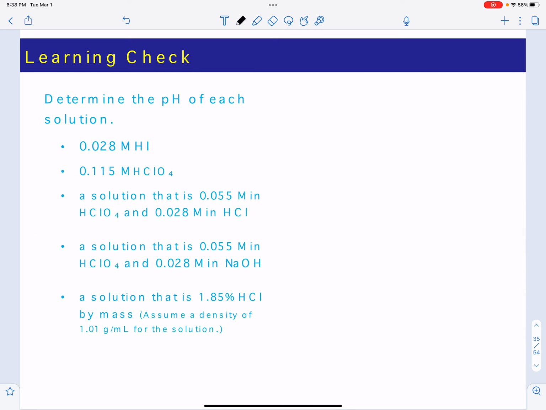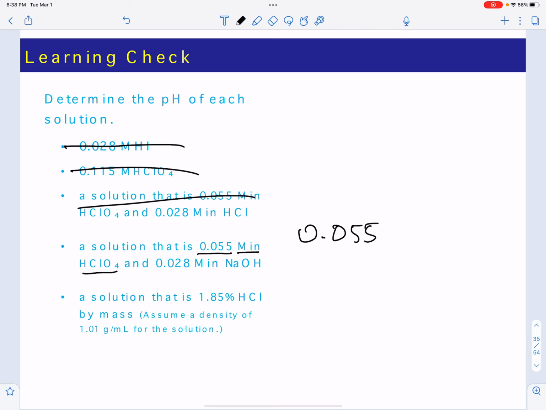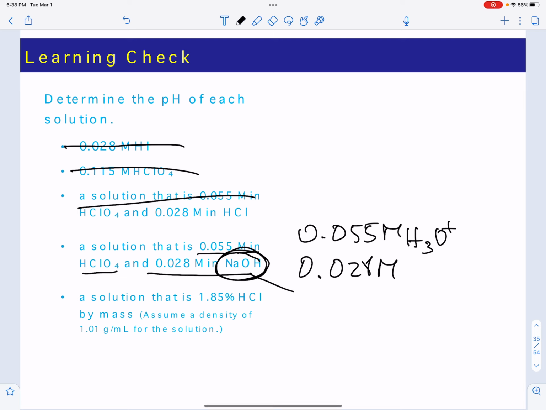For the next one, you have a solution that is 0.055 molar in perchloric acid. So in reality, you have 0.055 molar hydronium because it's once more a strong acid. And 0.028 molar of a strong base. So to be a strong base, you have to have a metal and hydroxide. Do we have hydroxide? Yes, we do. Do we have a metal? Yes, we do. We've got sodium.